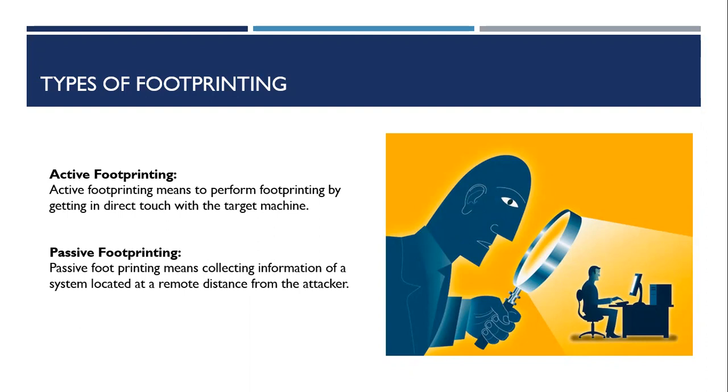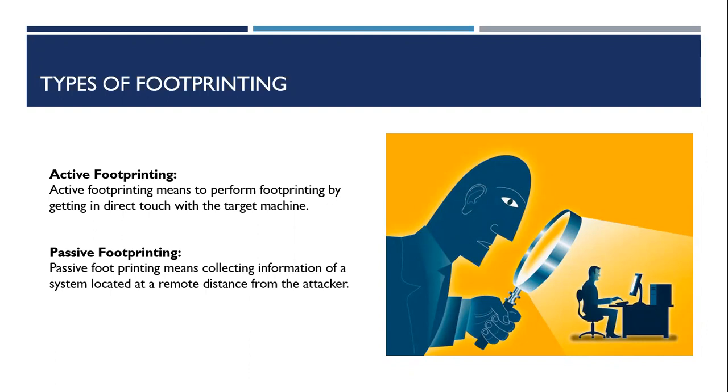A major difference between them is that in active footprinting, logs are created, okay? Log means when you get connected to their network, because we are talking about remote access. When you get connected to that network, obviously your logs are going to be created there. So logs are created in active footprinting, which is a risky thing for the hacker. And in passive footprinting, no logs are created.